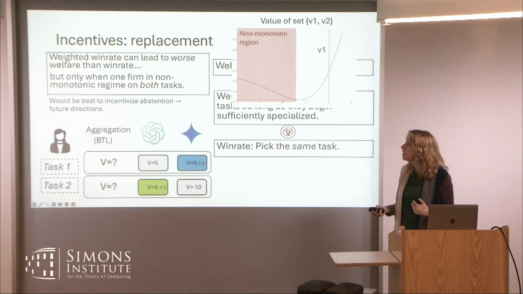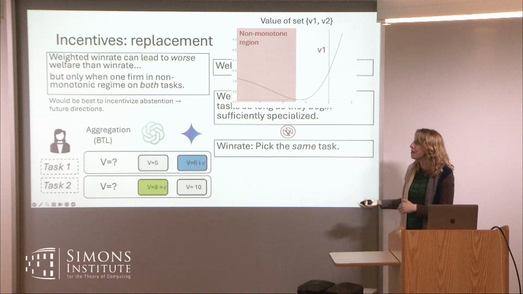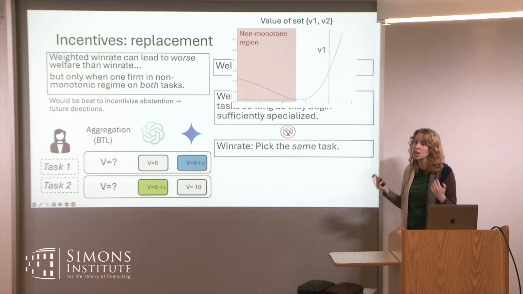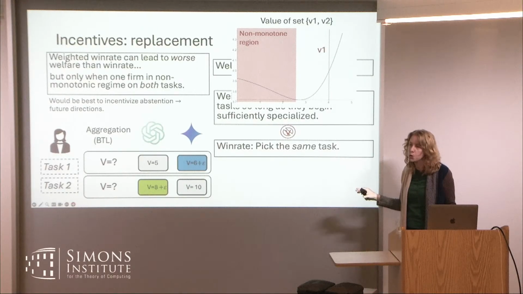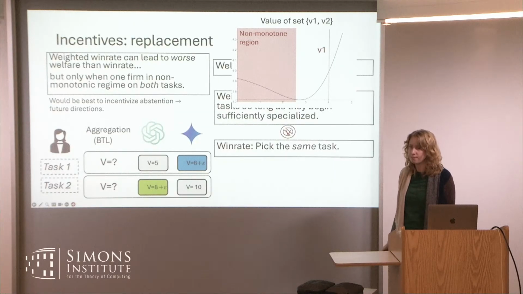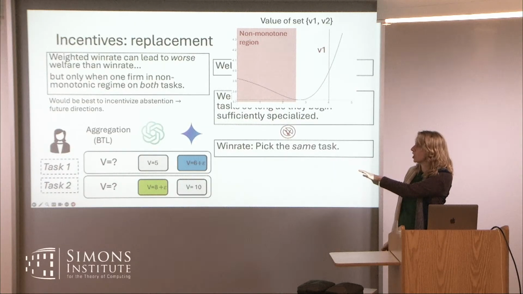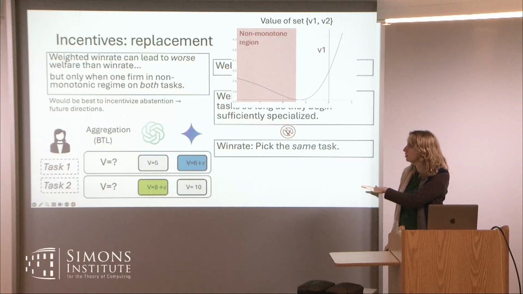And what I would argue here is you need a different type of action. You need a mechanism that can incentivize abstention. What you really want in this setting is to incentivize the firm to just not improve, not do anything at all, because anything it does is going to hurt the consumer. And that's one direction I'll talk about later that I think would be super interesting in future work.